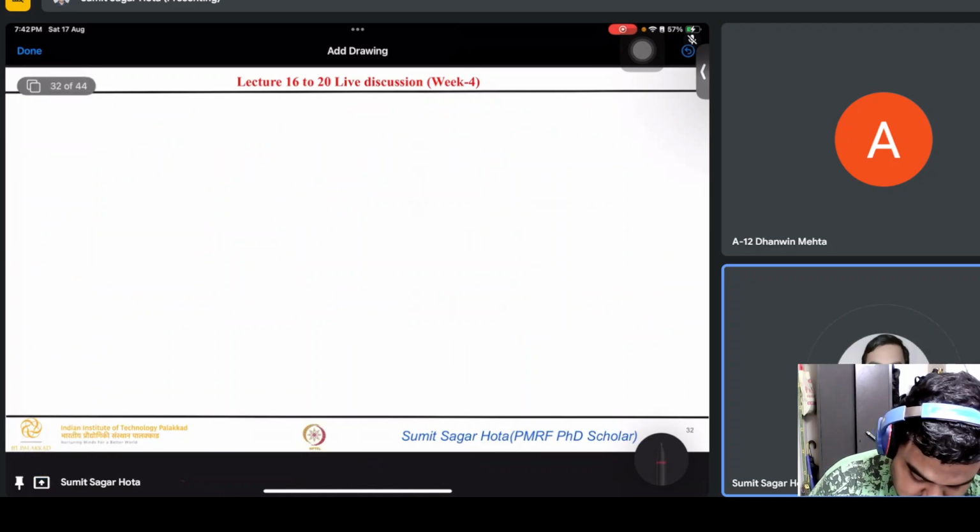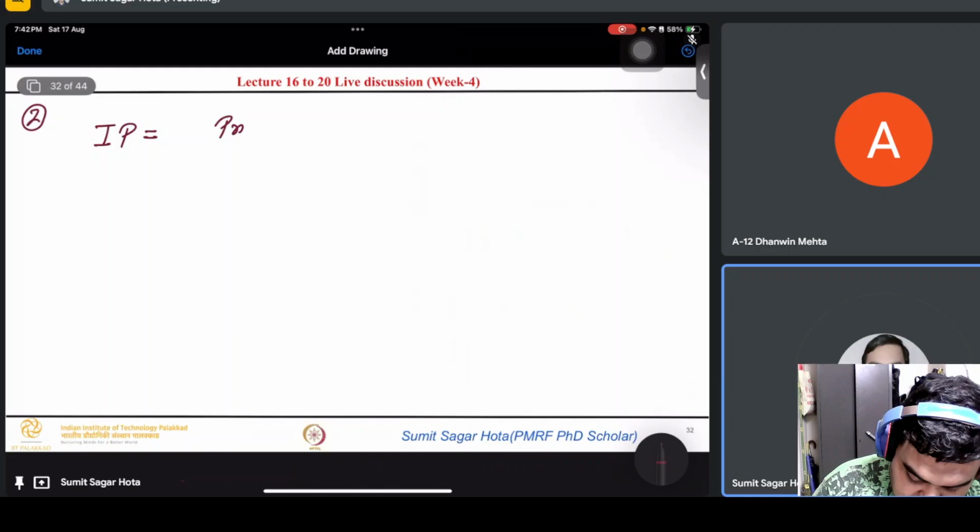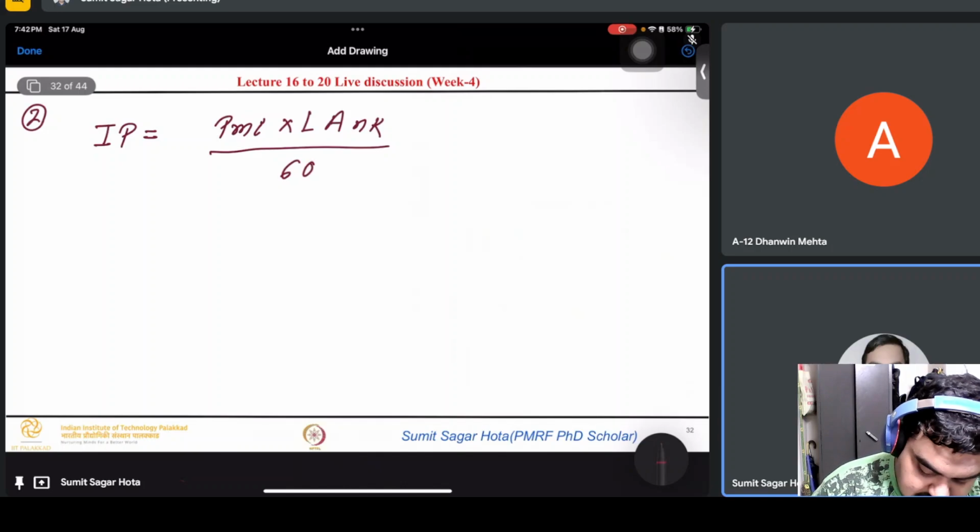Next, first we need the indicated mean effective pressure. First we'll take the indicated power. What is the formula for indicated power? IP is equal to indicated mean effective pressure into L A N K divided by 60.